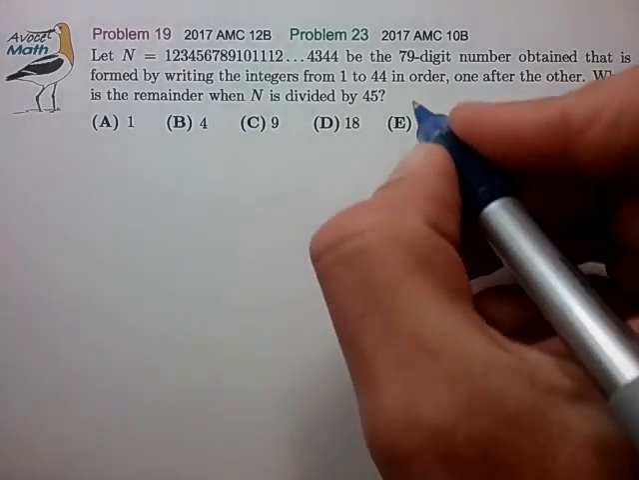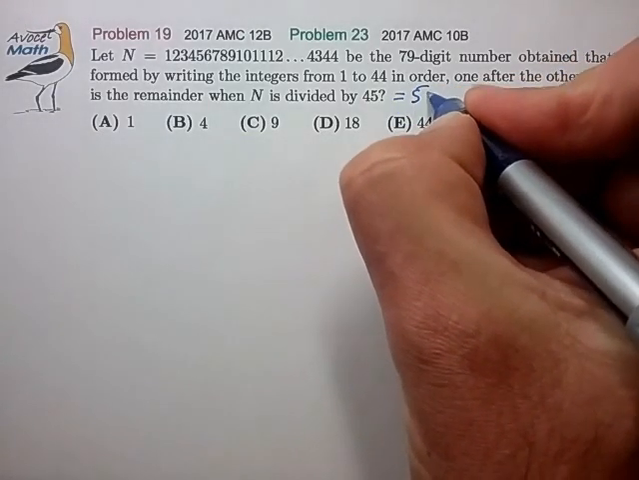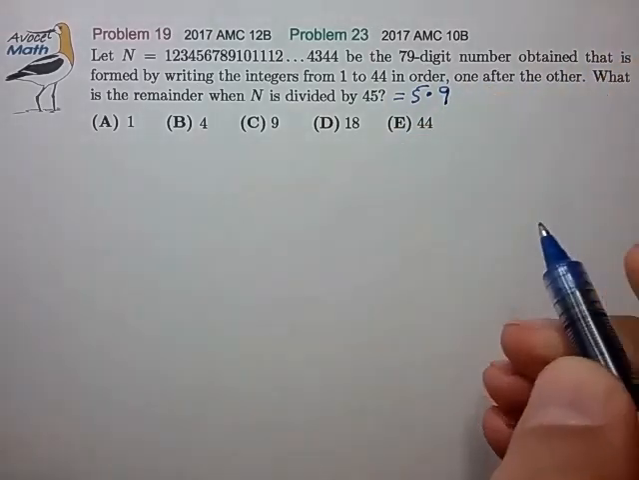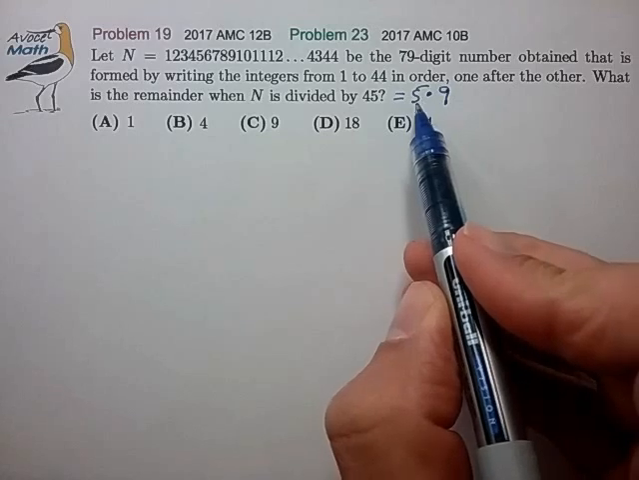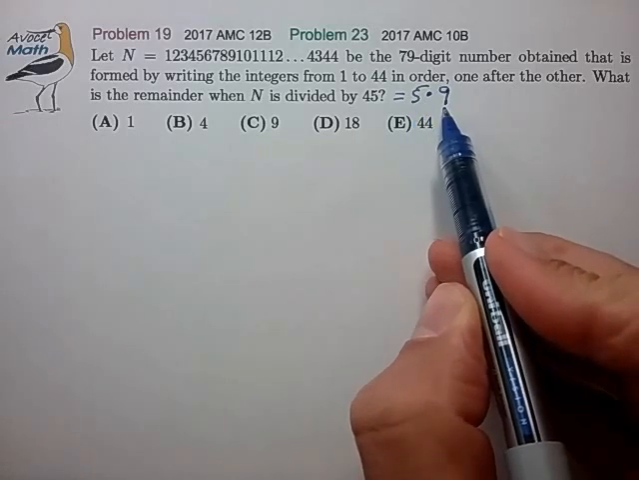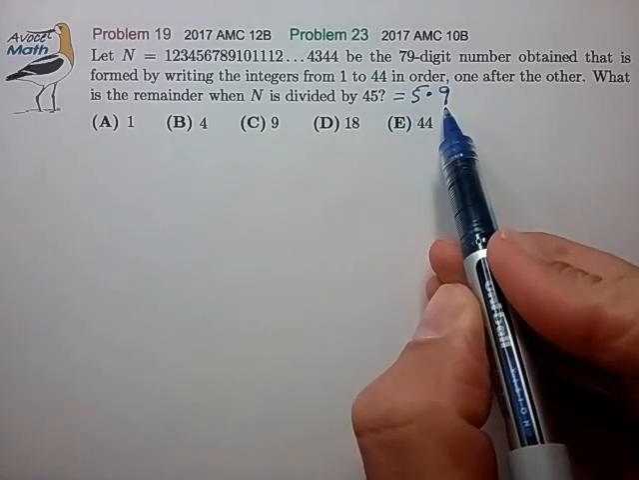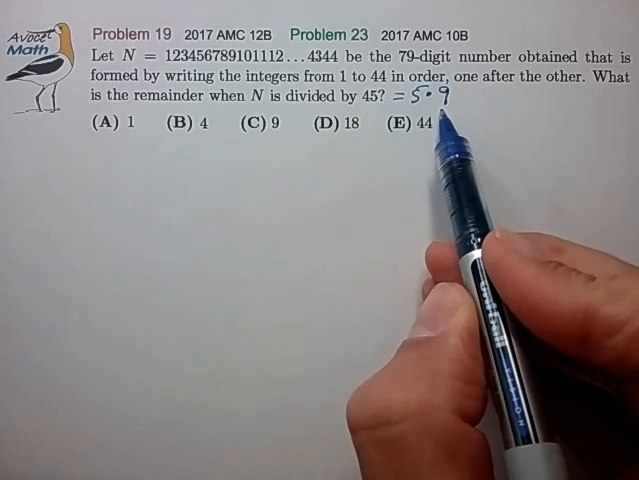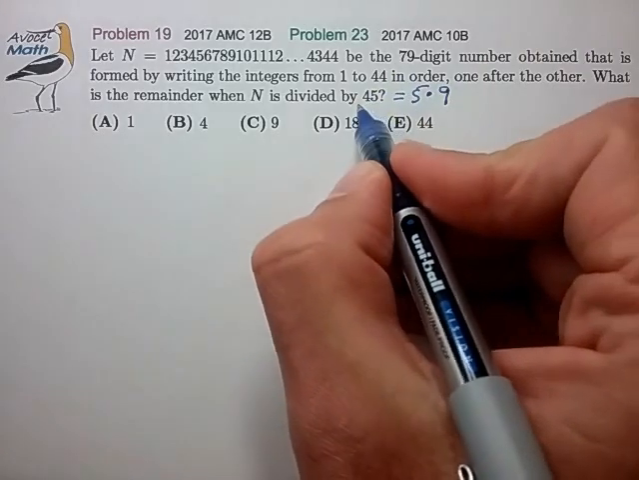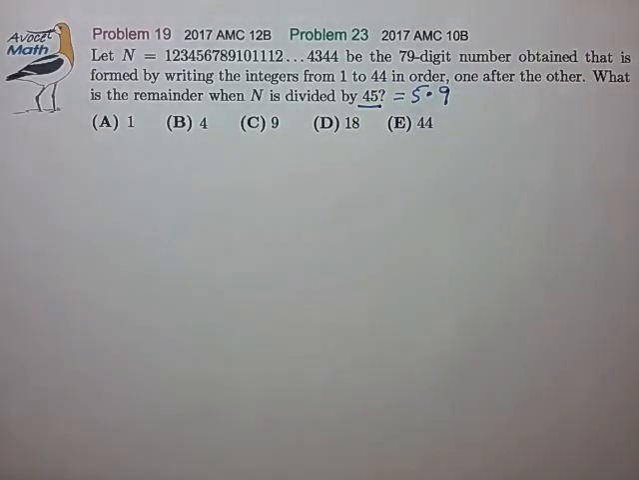And since we know that 45 is equal to 5 times 9, from the Chinese remainder theorem it might be helpful to analyze this problem in mod 5 and mod 9. Because from the Chinese remainder theorem we know that if we can determine the residue in mod 5 and mod 9, we can then determine the residue in mod 45. And we'll see how that works in a bit.